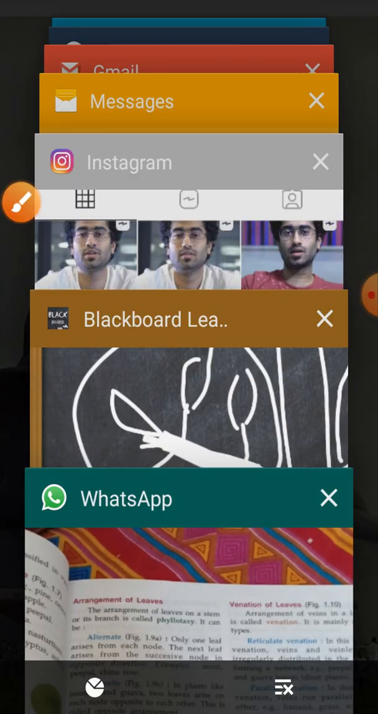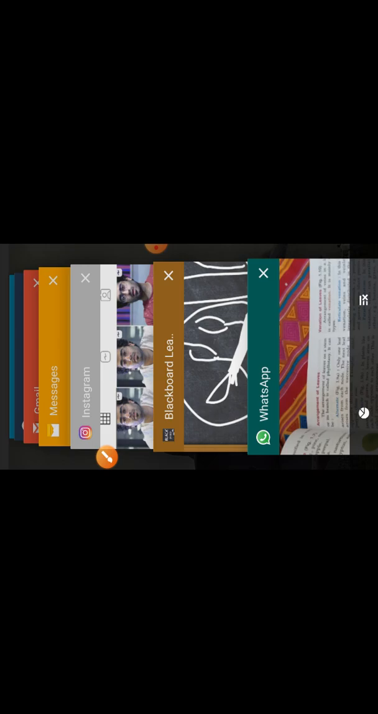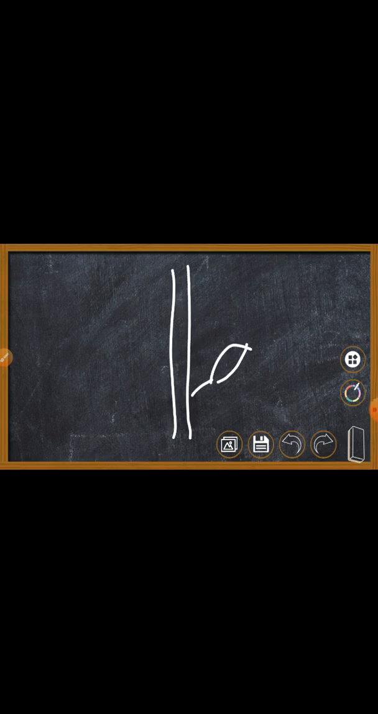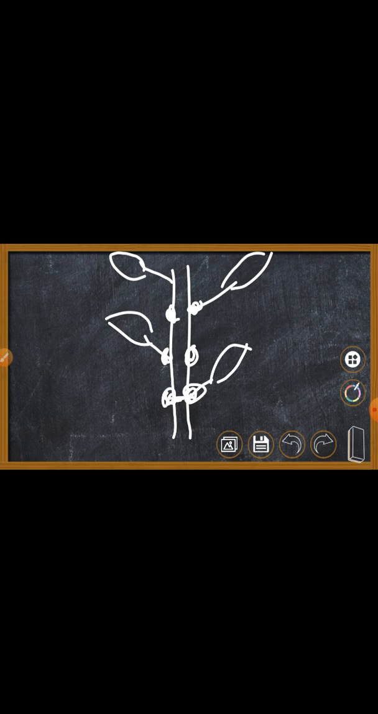Now, what is the meaning of this? Alternate means what? Alternate means this is the stem, this is one leaf, another leaf, another leaf over here, another leaf over here. Means from one place only one leaf is coming out. Here there is no leaf. Here there is a leaf, again here there is no leaf. From one particular line on the stem only one leaf comes out. This is what you call alternate.